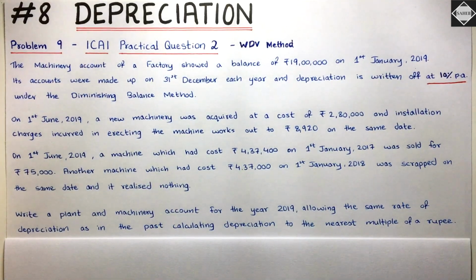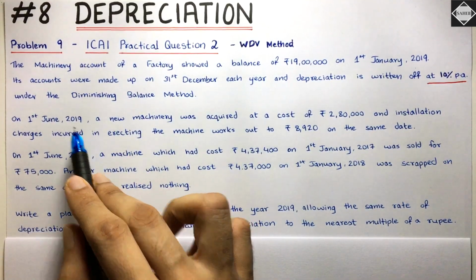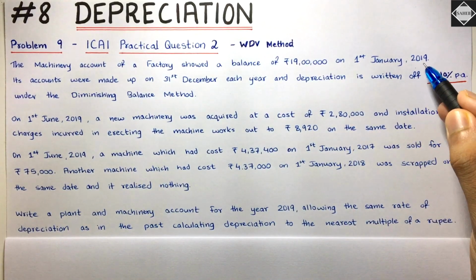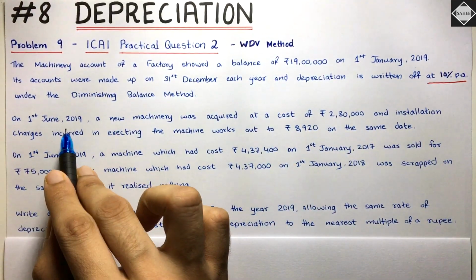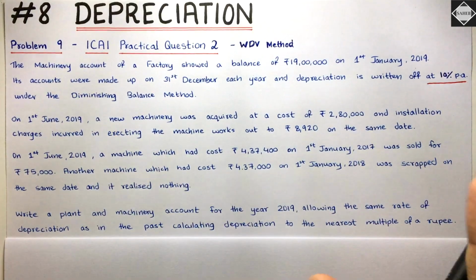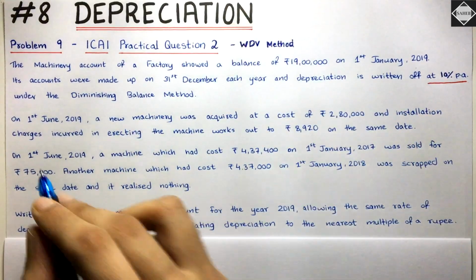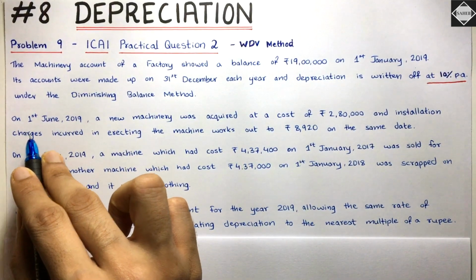Fine. On 1st June 2019, just after 5 months, isn't it? See, 1st January was the opening date and then they are saying 1st June 2019. So this is just after 5 months: January, February, March, April, May, not June, only 5 months, right? This is 1st June. So what happened on 1st June?